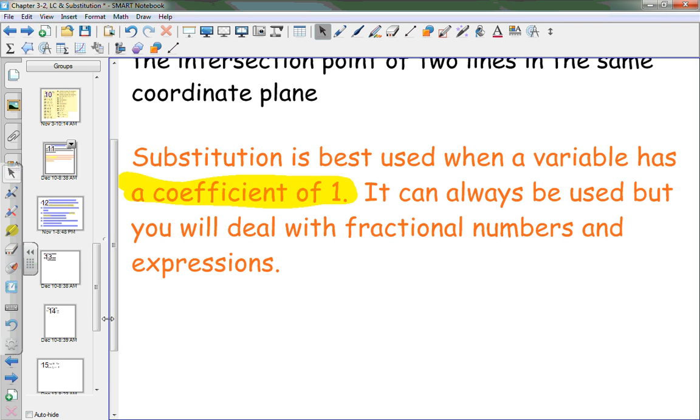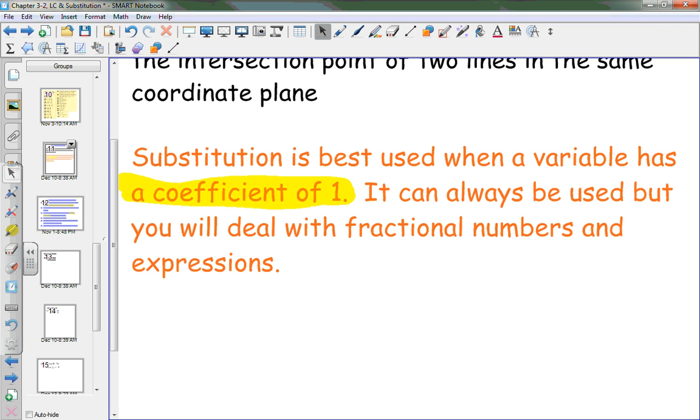Now, substitution is a great method to use. However, it's a pain if you do not know how to deal with fractions. So what we generally like to do is use the substitution method when your coefficient of a variable is 1. If your coefficient of the variable is not 1, then it is not a very pretty method to use.